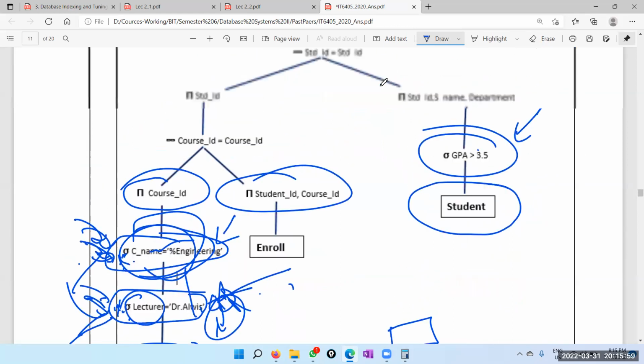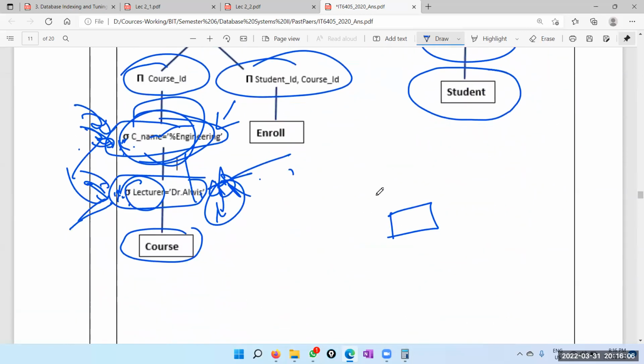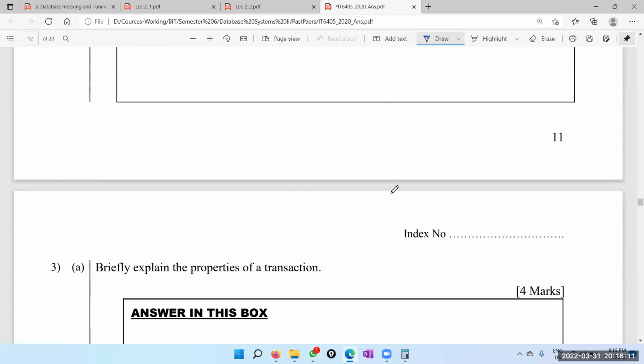Okay. Is that all? Yes. You can see it took more than 1 hour to discuss it. Okay. Right. We'll take a break. After the break, we'll discuss the 2019 paper. Right. Now it's 8:16. We'll start at 8:30.